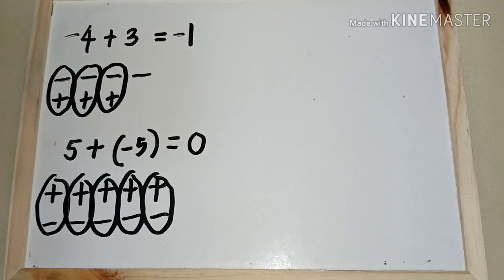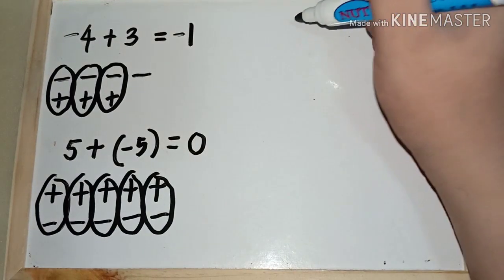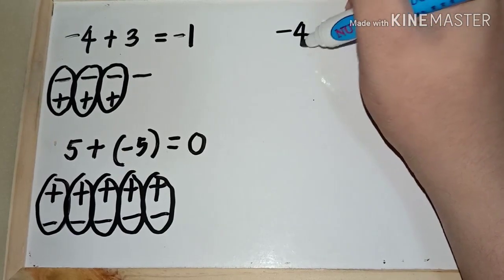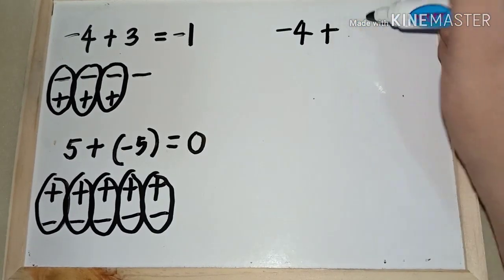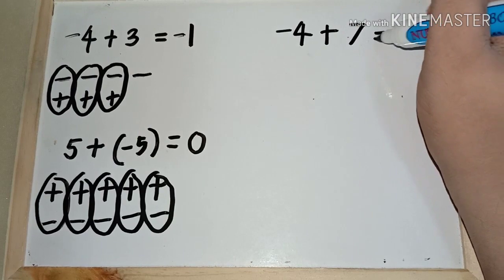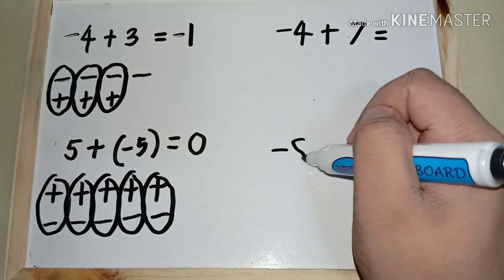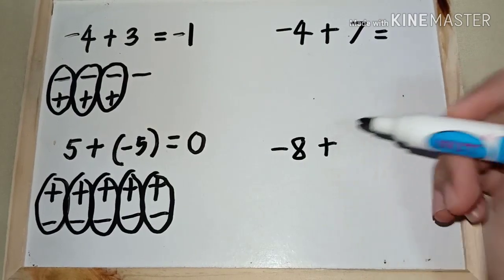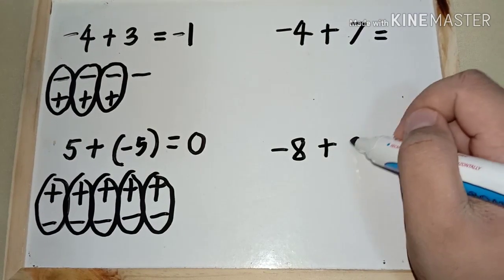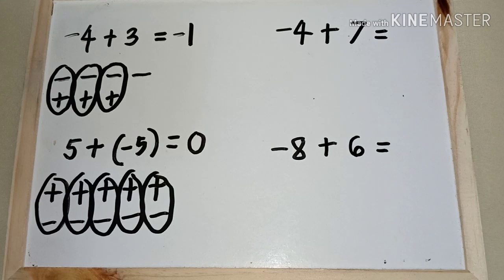So as simple as that. Now, can you do this work? Negative 4 plus 7 and negative 8 plus 6. Try to solve it.